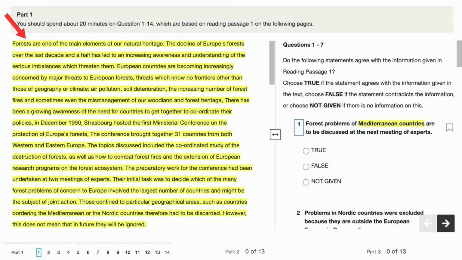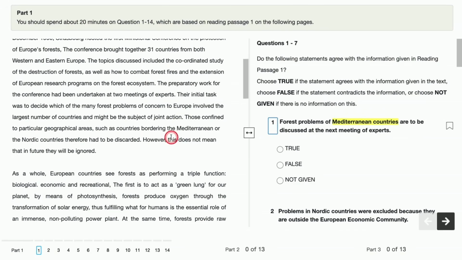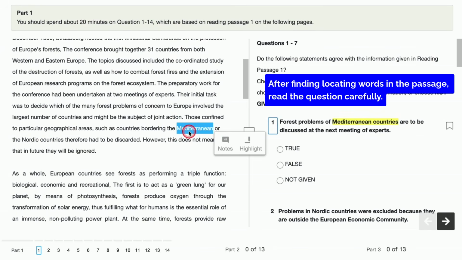Those confined to particular geographical areas, such as countries bordering the Mediterranean or the Nordic countries, therefore had to be discarded. However, this does not mean that in future they will be ignored. Did you find these countries in the paragraph? Here it mentions Mediterranean countries. So we have found the locating word.